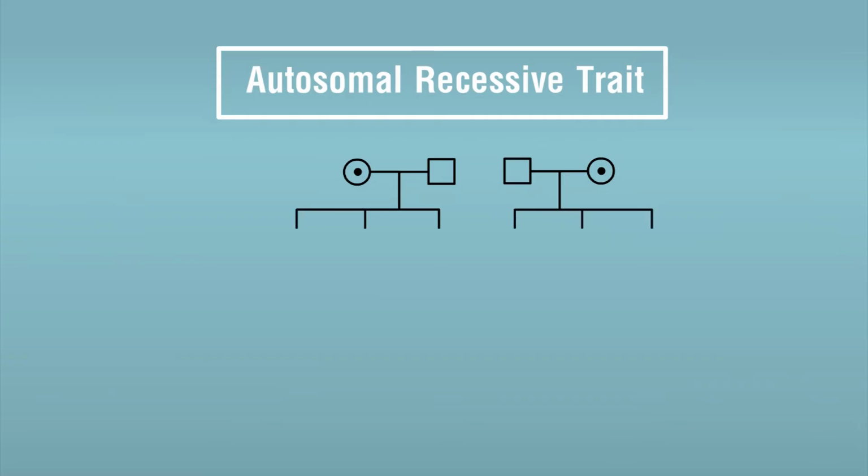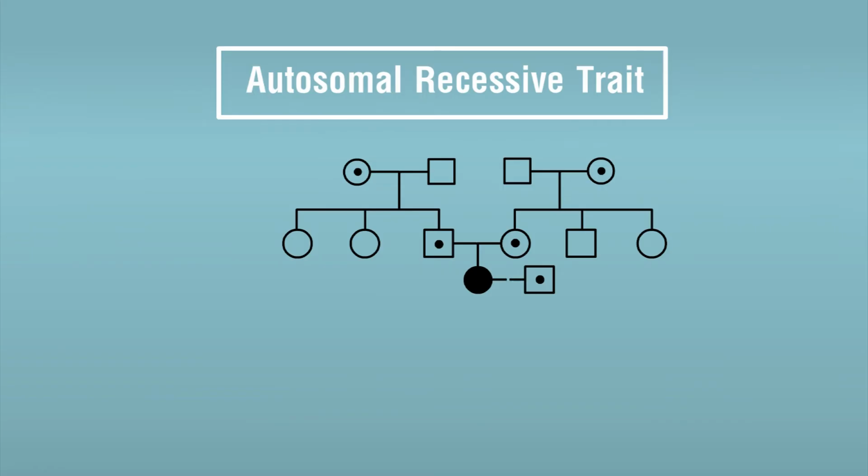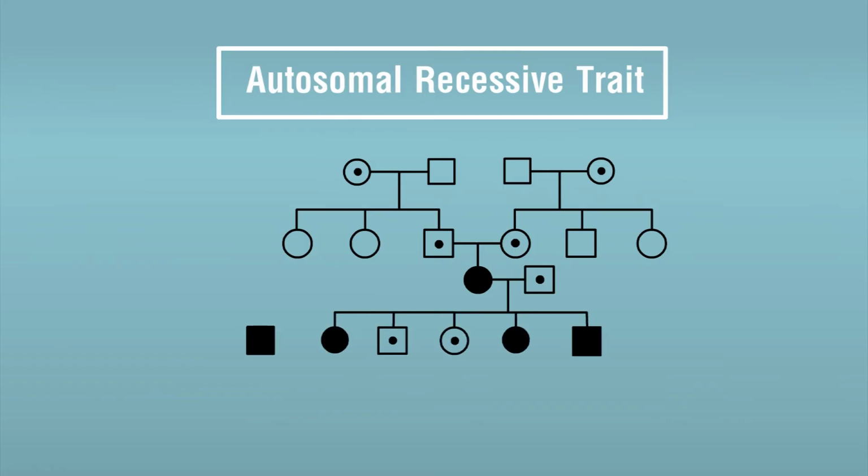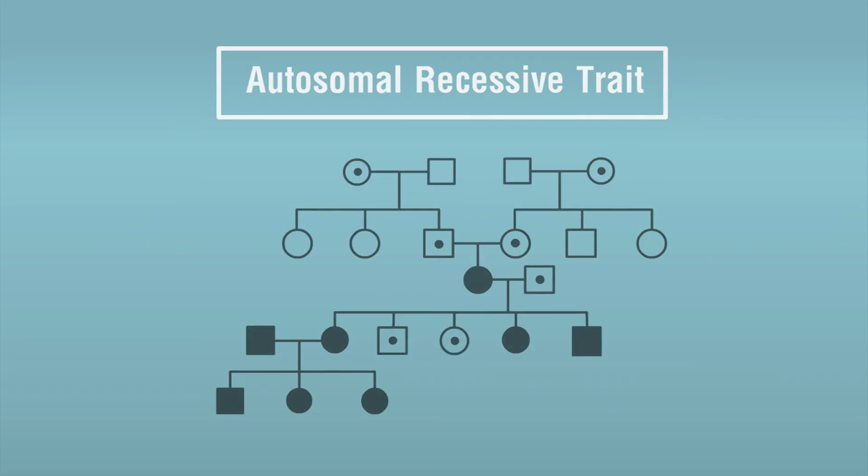In autosomal recessive trait, there are 5 conditions: both parents carriers, one parent carrier and normal parent, one parent affected and carrier parent, both affected parents, one affected parent and normal parent. Only when the 2 copies of abnormal genes are present in the offspring does the disease appear. Following, we'll see on X-linked dominant trait.